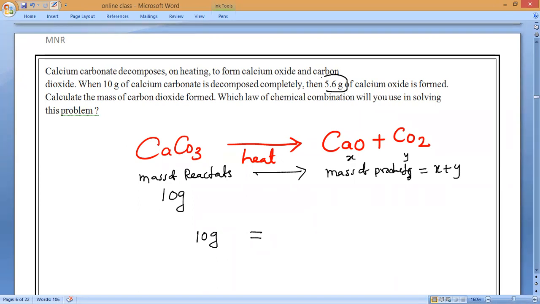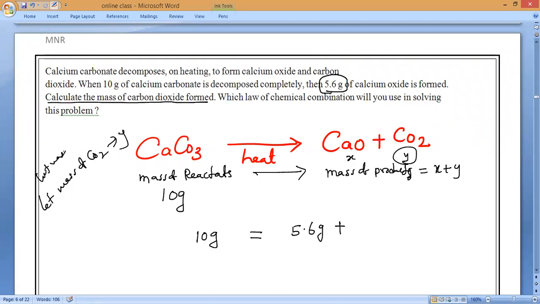We'll get 5.6 grams of calcium oxide. So 5.6 grams of calcium oxide plus the mass of Y. Calculate the mass of carbon dioxide, they are asking. So let the mass of carbon dioxide, mass of CO2, be Y. Understanding? Let the mass of CaO be X.